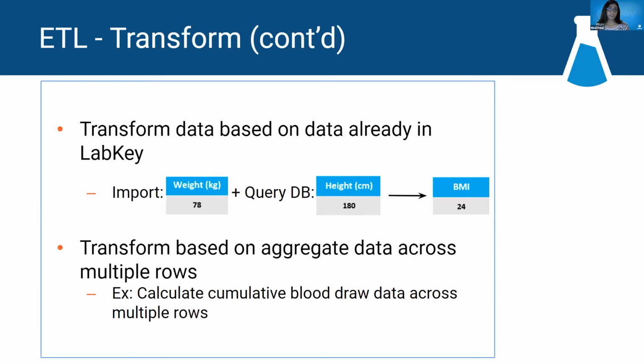Transform can also be based on aggregate data across multiple rows. For example, you can calculate cumulative blood draw data across multiple rows that happened previously as part of the previous ETL runs.